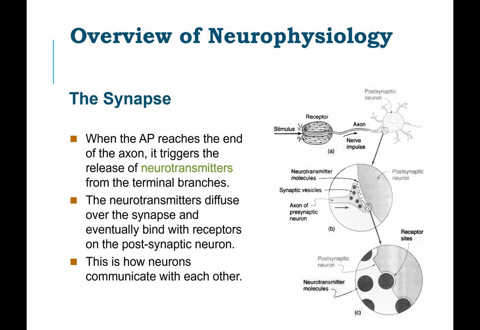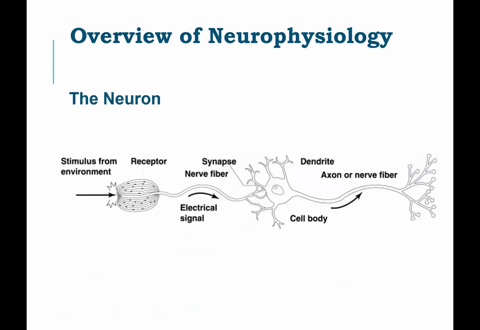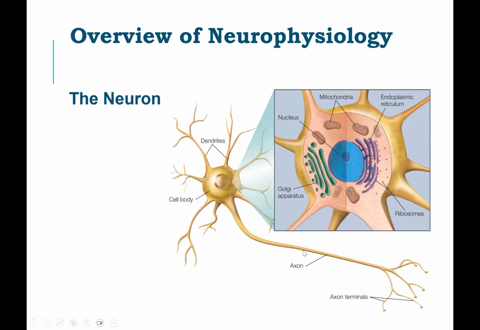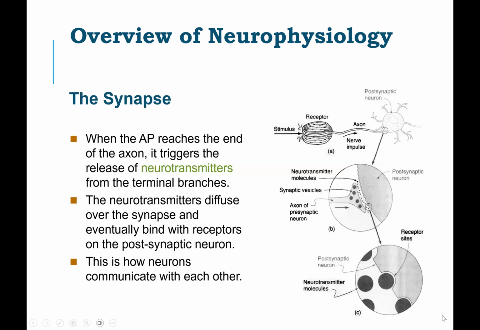Does terminal branches just refer to the last axon on that chain before the synapse? When you go along an axon, it branches out, and there are around 1,000 terminals at the end of the axon. Here, I'm only showing one of them. Imagine one of them connects to one cell.